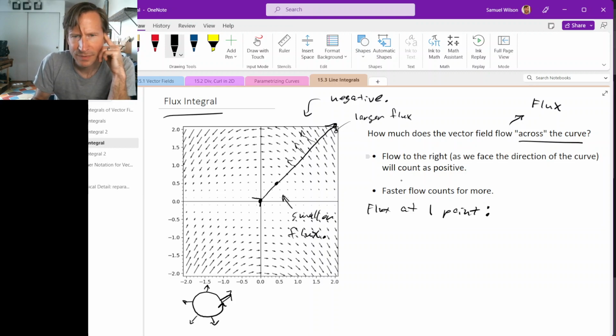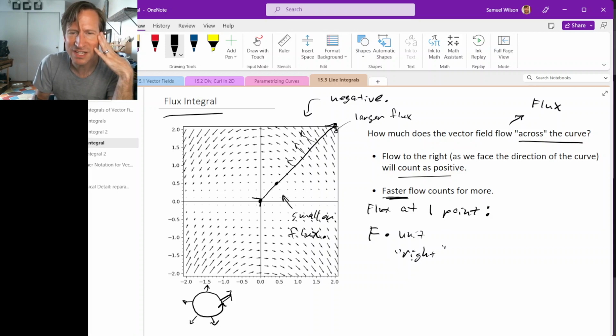Well, we could detect flow to the right if we had some unit vector pointing to the right that we could take the dot product with, much like we measured flow along a curve by dotting with the unit tangent. Since it's a dot product, that would also get bigger when the vector field gets longer. So what we need to do is take our vector field dotted with some unit right vector, some unit vector that points to the right.